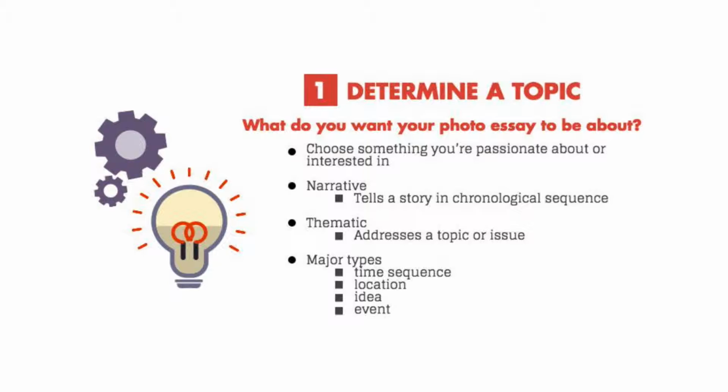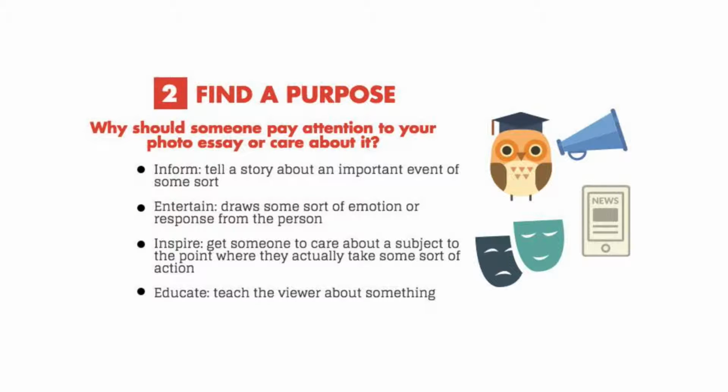Types of photo essays would be narrative, which tells a story in chronological order, and thematic, which addresses a topic or an issue. Examples would be time sequence, or profiling a location, a person, an idea, or an event. And then you have to find a purpose. You have to think about why someone should care about a photo essay. It could inform, which tells the story of an important event, like the Boston bombing. Entertain, which draws emotions or a response from a person. Inspire, which gets someone to want to change a certain aspect of society. Or educate, which teaches the viewer about something.